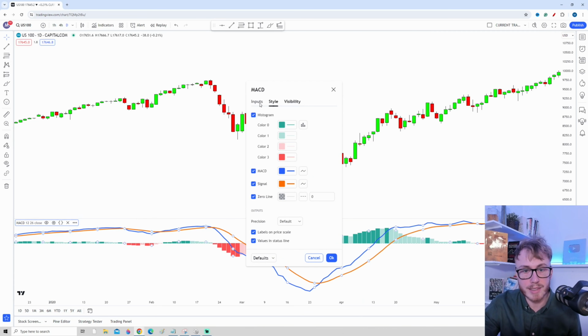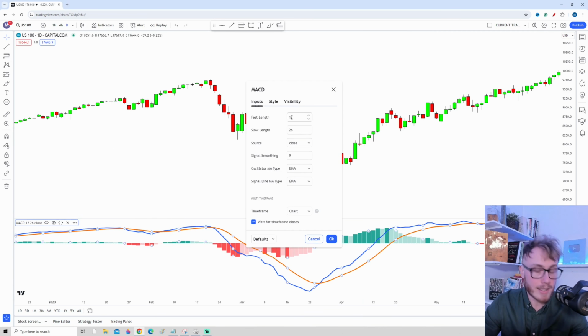So we go down to the settings tab and we go here to inputs. And as you can see, if you want to, you can change the settings of the MACD. We can change how the MACD line is calculated. Remember, we have a short period moving average, which is the fast length. We have a slow length moving average, which is the slow length. And you can also change the length of the signal smoothing as well. And you can change here the type of moving average. So the standard type here is the EMA, but you can change it if you want to an SMA. And in theory, you could use an HMA or even an ALMA indicator as well.